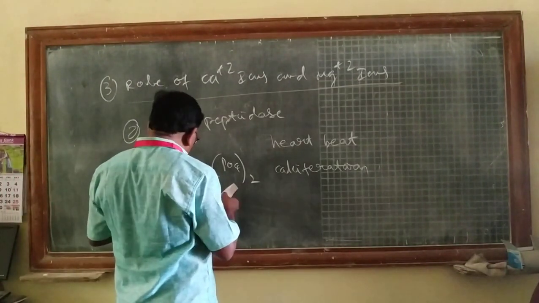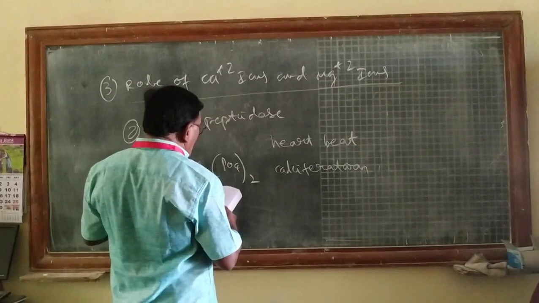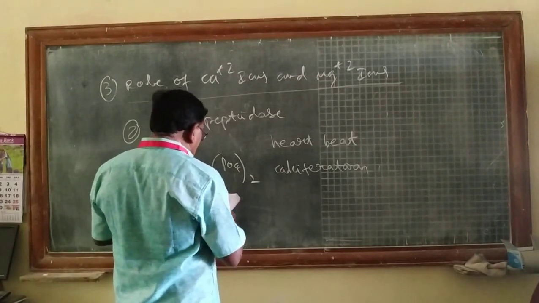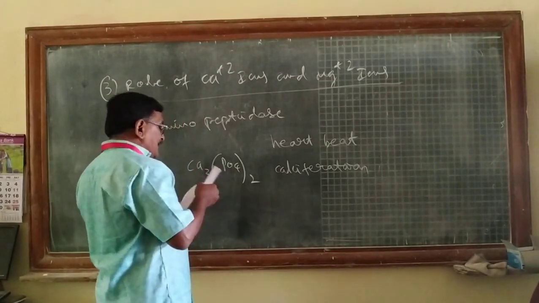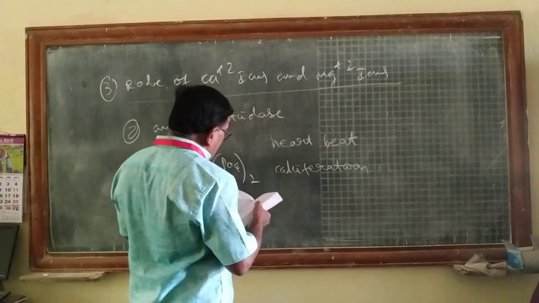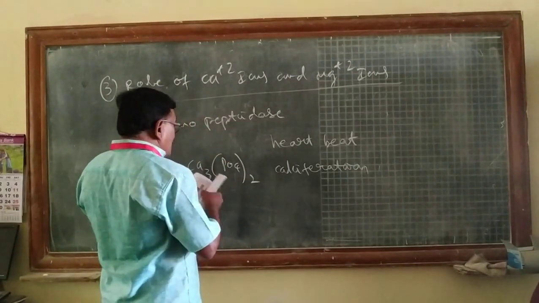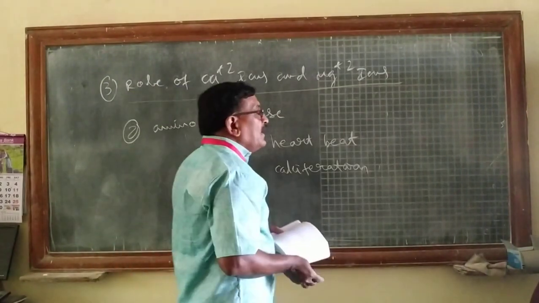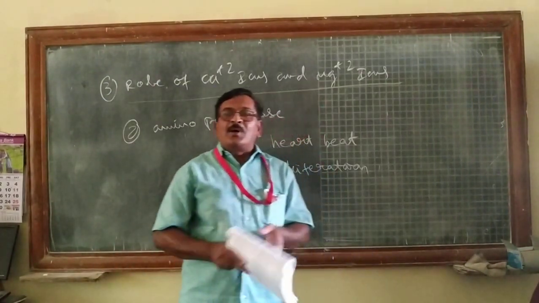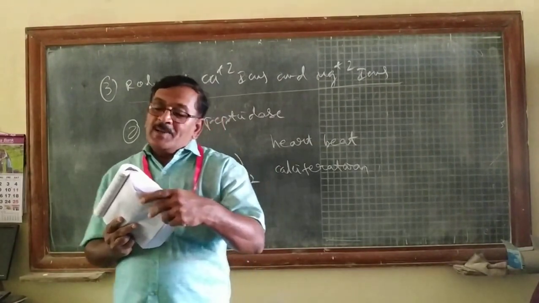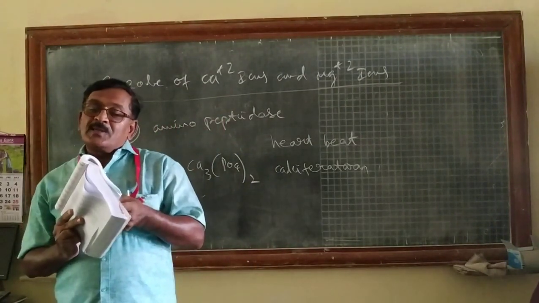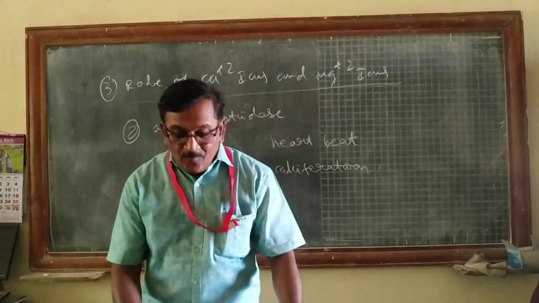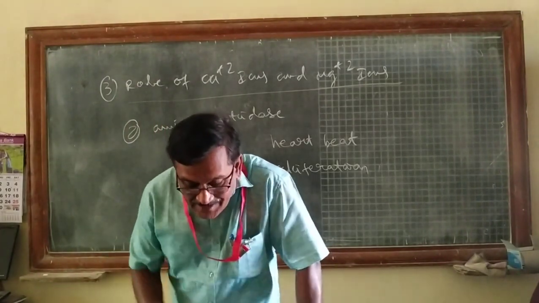The next are the essential trace elements. So what are the essential trace elements? Chromium is the first one. Chromium plays a very important role in the human body as an ultra trace element.